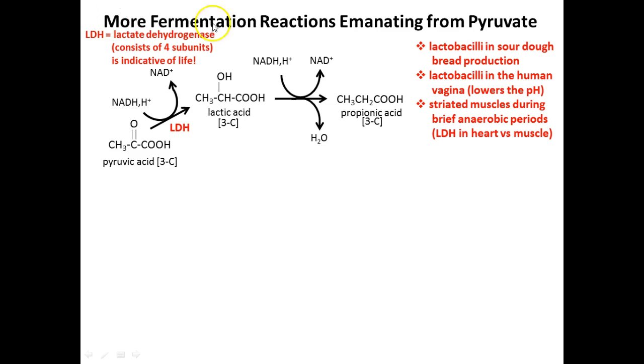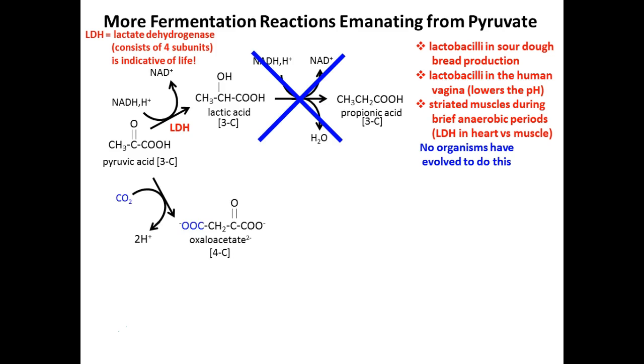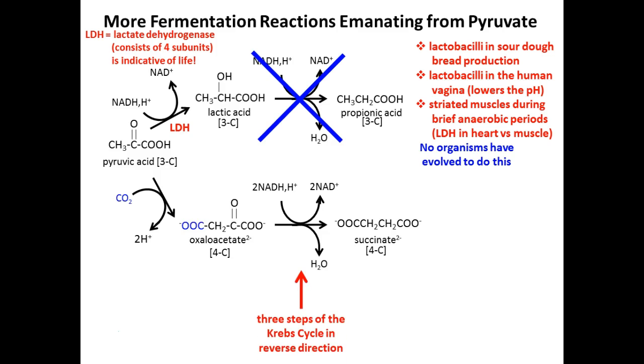Electron carriers can pick up electrons from lactic acid and produce propionic acid. No organisms have evolved to do it this way. They produce propionic acid a different way. They form oxalate, which remember is one of the intermediates in the Krebs cycle. They convert that into succinate by adding the electrons to that. These are 3 steps again in the Krebs cycle, but gone in reverse.